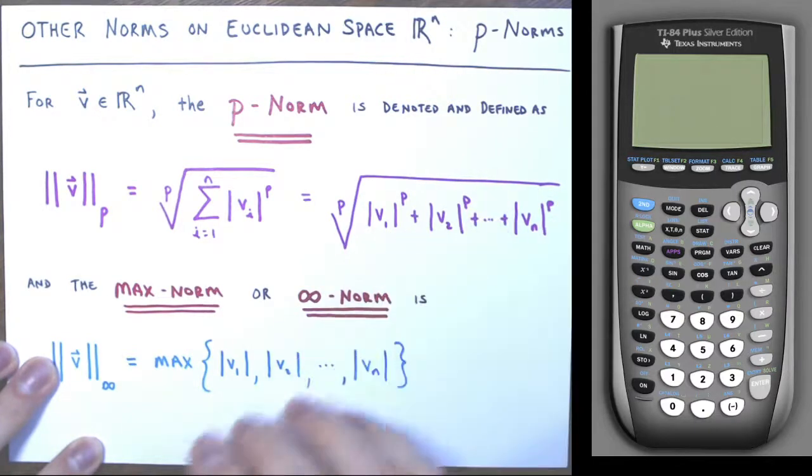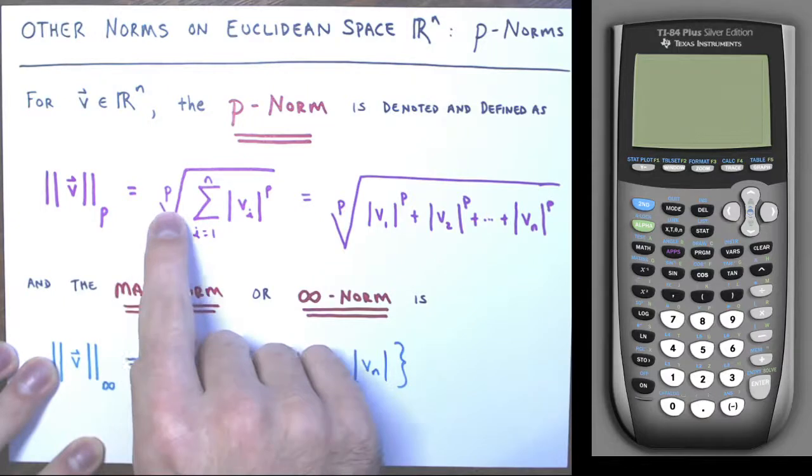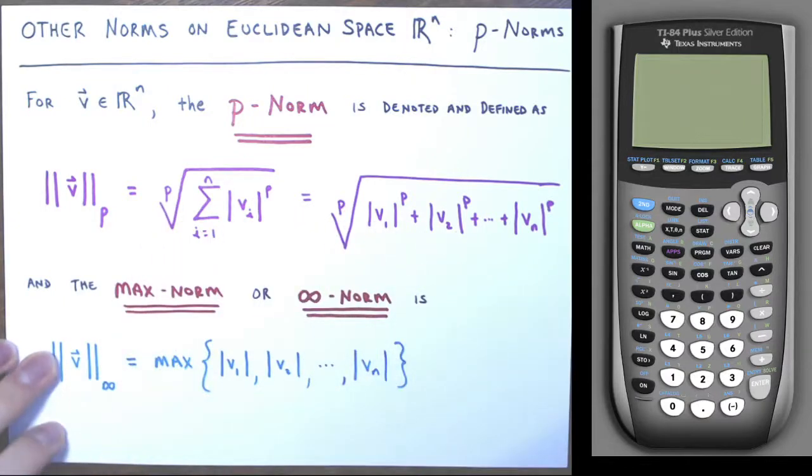So you see that these are similar to the square root of the sum of the squares I had earlier. In fact, that is the 2 norm, when p is 2, and you have the square root of the sum of the squares. We'll get to that in a minute.